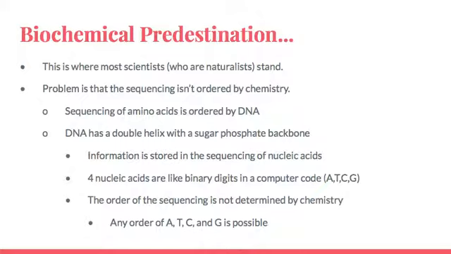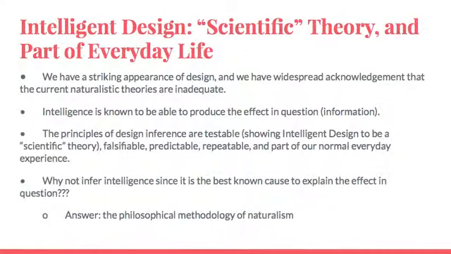Sequencing of amino acids is ordered by DNA. DNA has a double helix with a sugar phosphate backbone. Information is stored in the sequences of nucleic acids, and the 4 nucleic acids are like the binary digits in a computer code, which is A, T, C, and G. The order of the sequencing is not determined by chemistry. Any order of A, T, C, and G is possible.